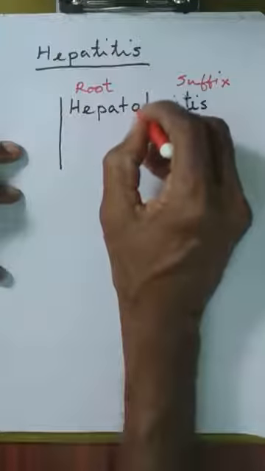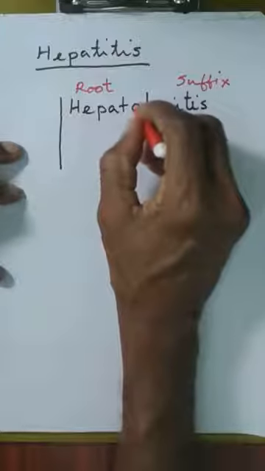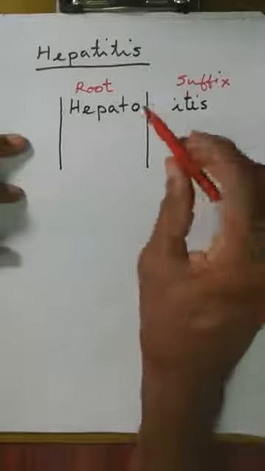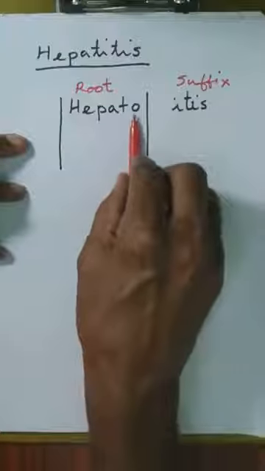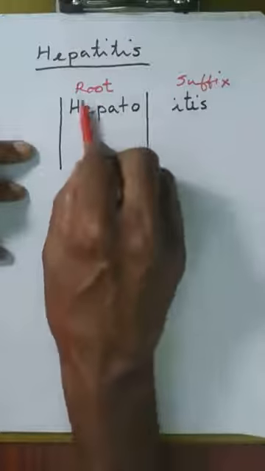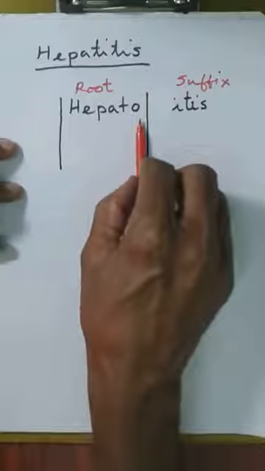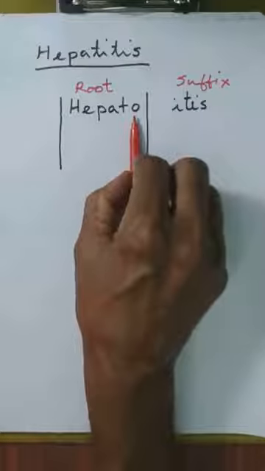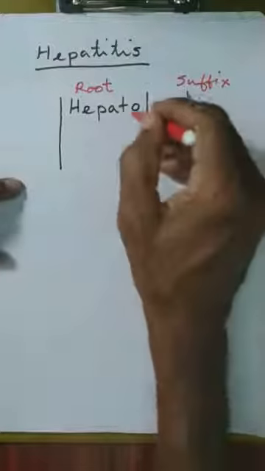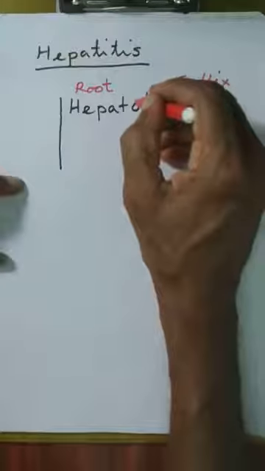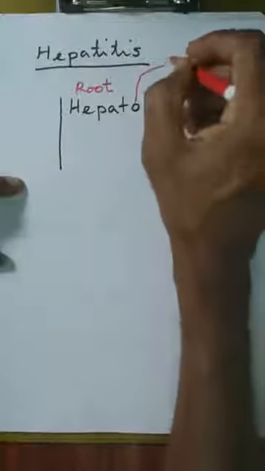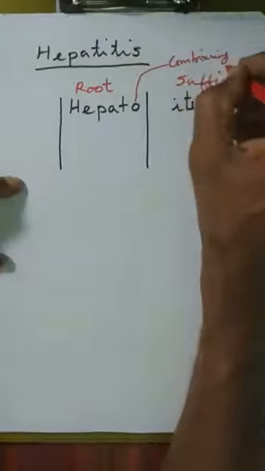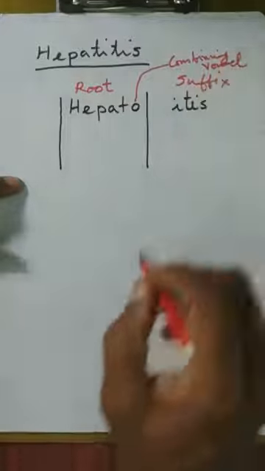This O is specially known as the combining vowel. This O will be added to many root words. It is actually added for easy pronunciation. So this O is known as combining vowel.